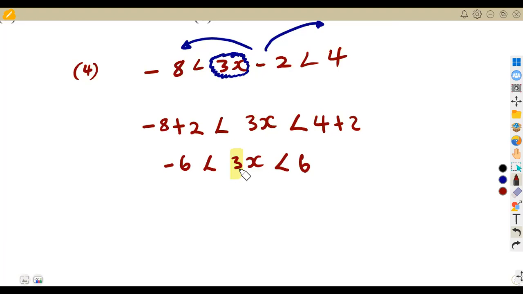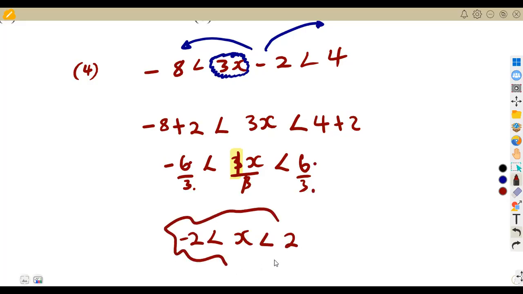So whatever I do is supposed to affect both. So if I divide by 3 here, I am also supposed to divide by 3 there. And I'm dividing by a positive number. This does not affect anything. So it's going to be -6 divided by 3, which is -2. 3 and 3 cancel, so that will be x less than 6 divided by 3, which is +2. So that's the idea there. There's no need for you to separate the inequalities, okay? There's no need for you to do that.